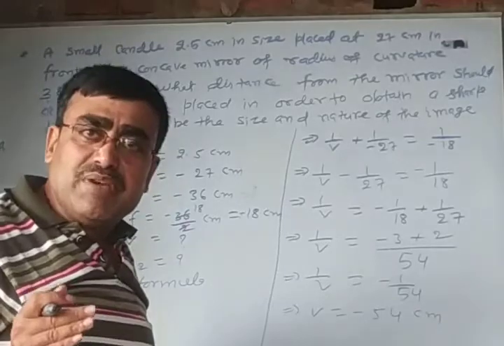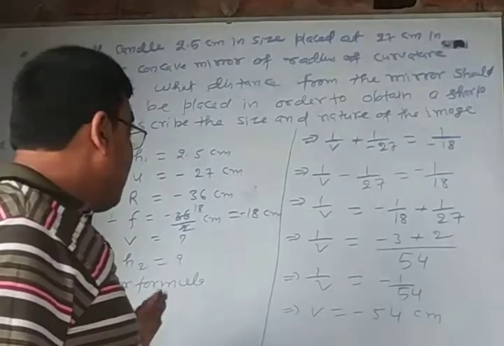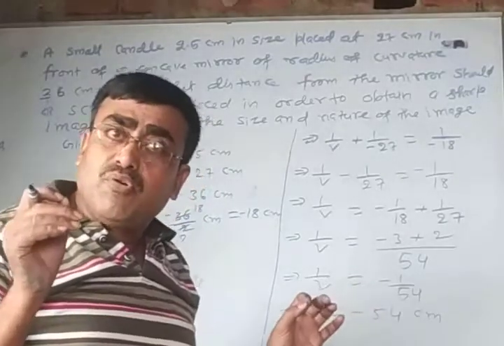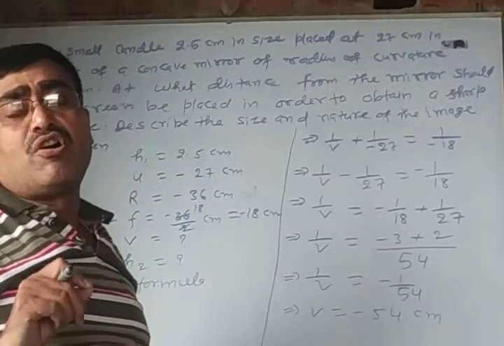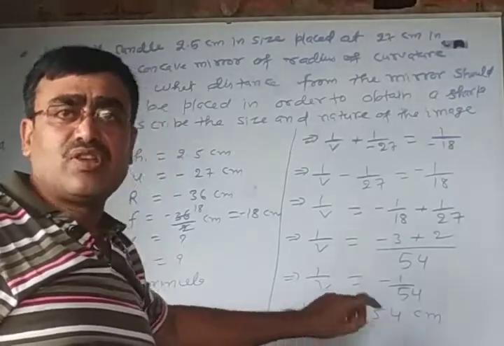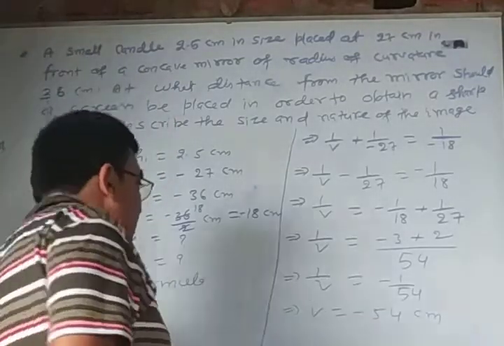That means the image is formed in front of the mirror at 54 centimeter from its pole. Okay, this is the first answer of your question.